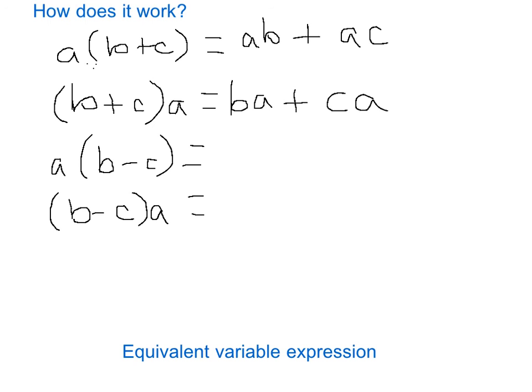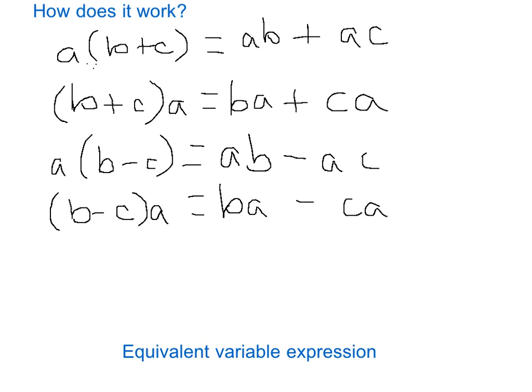Well, let's see how it would look with the subtraction problem. I've got A times B minus C. Well, again, I just distribute the A through to the first one. That gives me AB, or A times B, minus A times C. Try it on the last one. Did you get B times A minus C times A? If you did, you are correct.